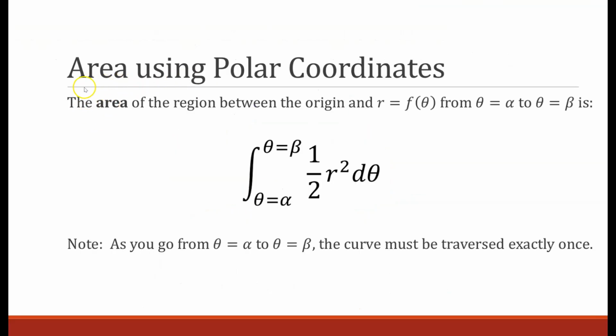Here we're going to look at the formula for finding area using polar coordinates. The area of the region between the origin and r equals f of theta from theta equals alpha to theta equals beta is given by the integral from theta equals alpha to beta of 1/2 r squared d theta. And note, as you go from alpha to beta, the curve must be traversed exactly once.